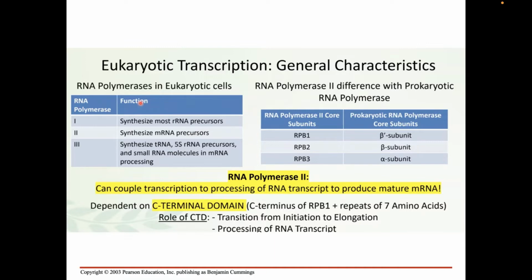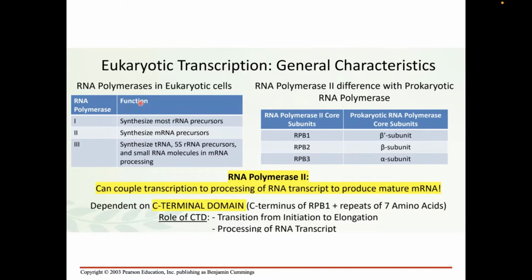2 has core subunits: RPB1, RPB2, and then RPB3. Ito naman sa prokaryotic RNA polymerase core subunits, tandaan, meron tayong mga core enzymes and core subunits na tinatawag for the prokaryotic cell transcription. RPB1, we have beta prime subunit. RPB2 is the beta subunit, and then RPB3 is the alpha subunit.